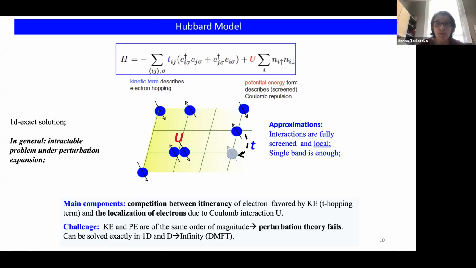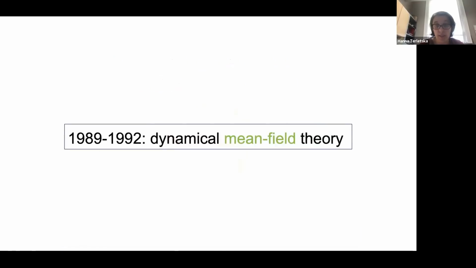So the Hubbard model seems to be very simple. But it can be solved exactly only in one dimension, and also in infinite dimension using DMFT. But in general, it's a really intractable problem under perturbation expansion. But it is a minimal model that can describe the competition between kinetic and potential energy terms as a driving mechanism for metal-insulator transition. So DMFT is another limit where the Hubbard model can be solved exactly, in infinite dimension. So now naturally I'm going to discuss how DMFT was constructed.